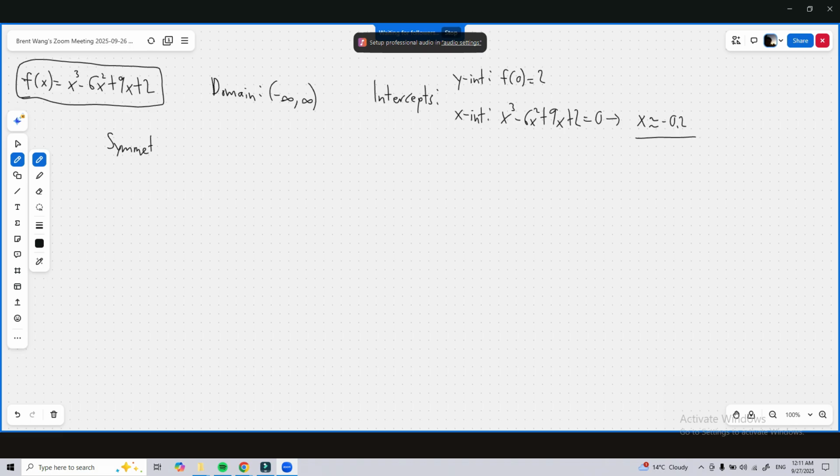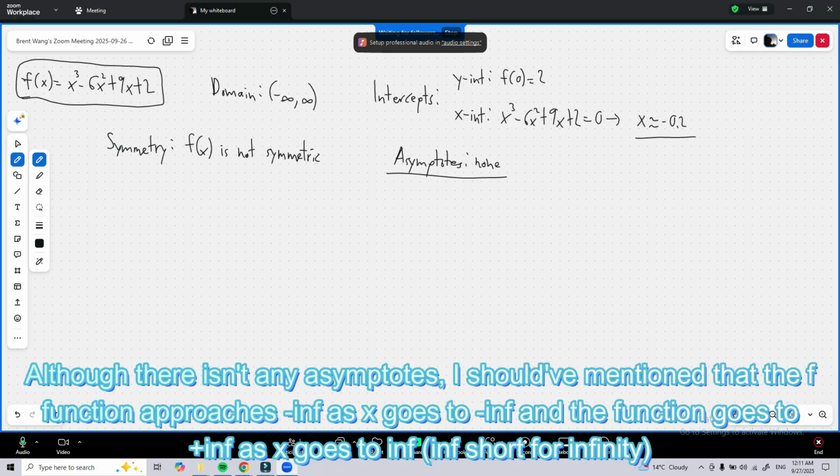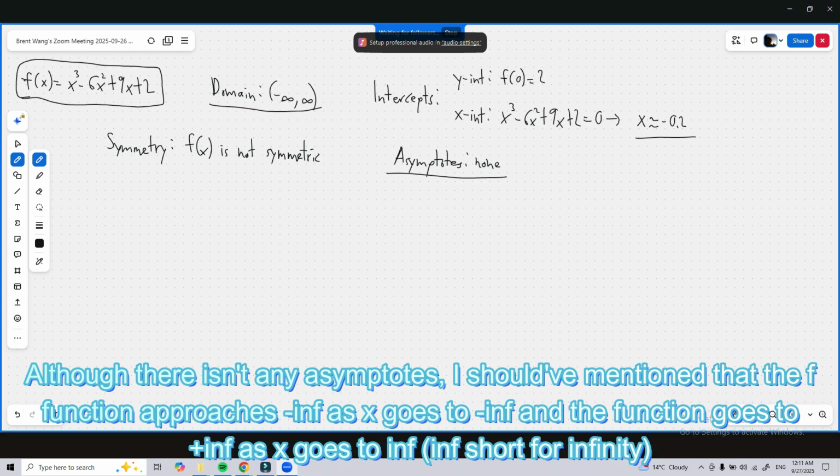Symmetry. This function is not symmetric. Most polynomials will not be symmetric. Asymptotes. None. Here's a general rule of thumb. All polynomials will always have a domain from negative infinity to infinity, and they're never, ever going to have any asymptotes, ever. So let's look at number 5 now.